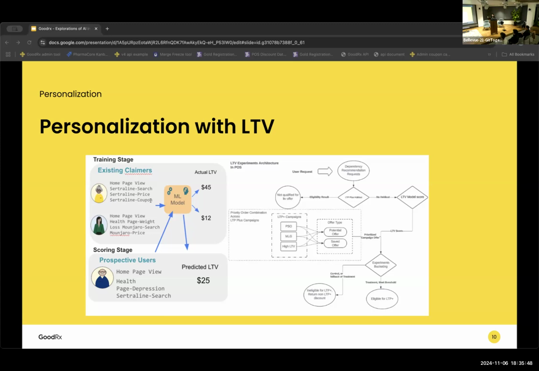So that is why it is used for the scoring stage with the prospective users that have home views or page impressions. Then we do a prediction of different scores and values in this case, right? So this model is a good way to do personalization and recommendations for users.